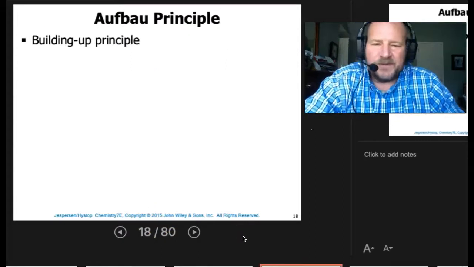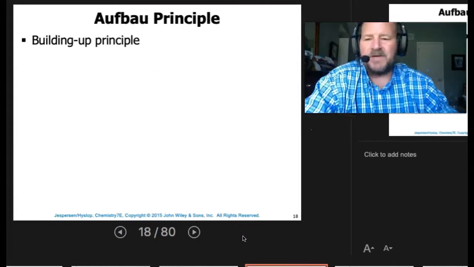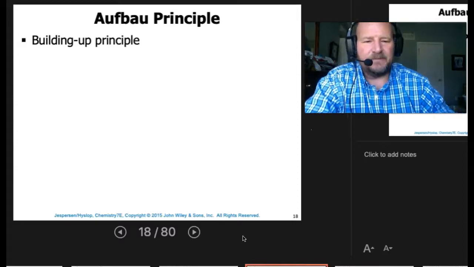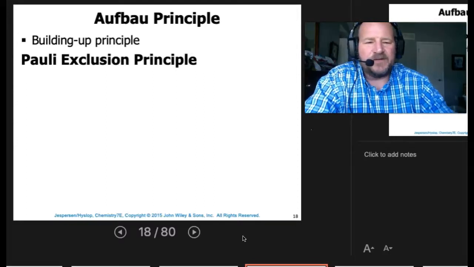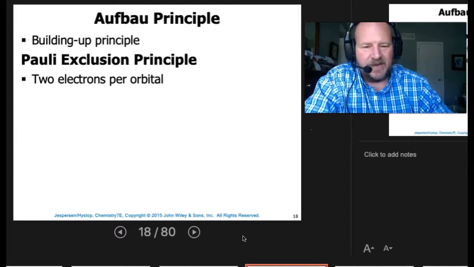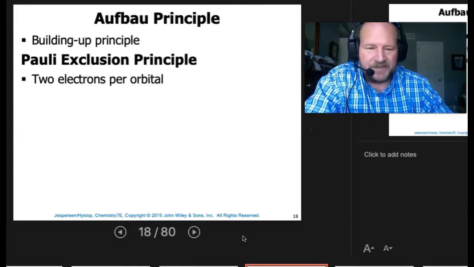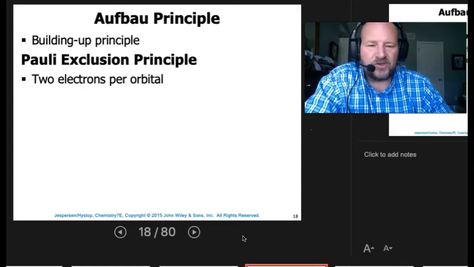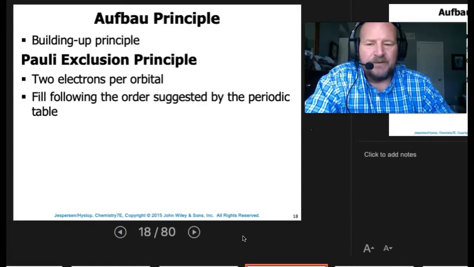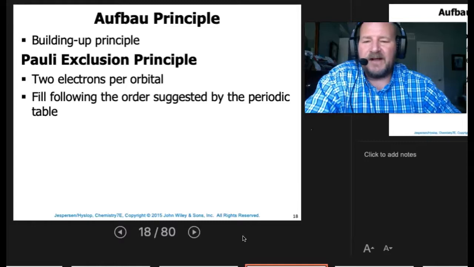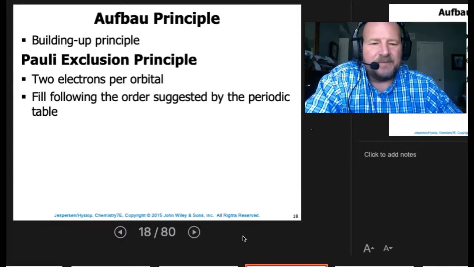Now, the Aufbau Principle is German for build up. We're going to build it up, okay? We're going to have the Pauli Exclusion Principle, which means that's how we're going to have our m_s, all right? m_s told us plus 1/2, minus 1/2. That means 2 electrons per orbital. We're going to fill following the order suggested by the periodic table.